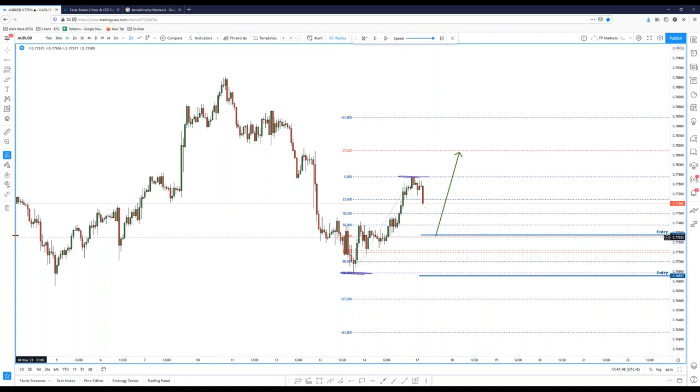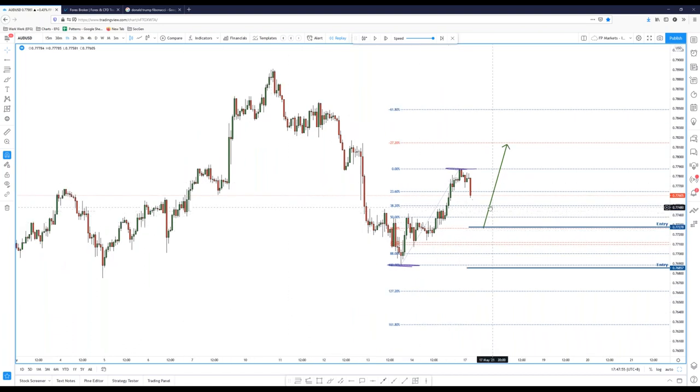Where did I stop? I think I'll go back to Aussie dollar. I have Aussie dollar on a 1 hour. There are two options. I identify my swing low to swing high, I draw in the direction, I draw my 0 to 1 Fibonacci retracement. I see that price has broken below 23.6. I can either go short to 61.8, or I can go long.